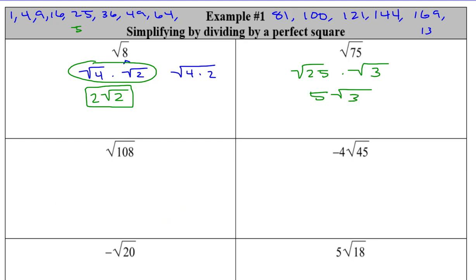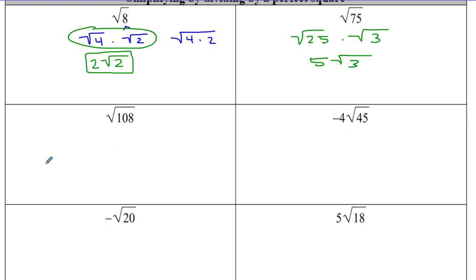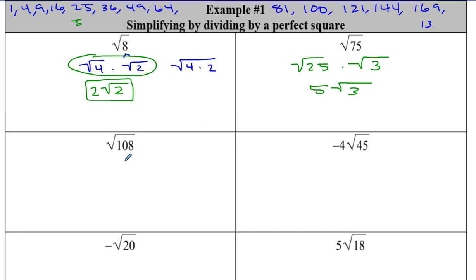All right, let's see, 108. What number can I divide into 108? 100, way too big. 49, maybe too big. 64, probably too big, right? Let's see. What about 36? Looks like 36 can go in.